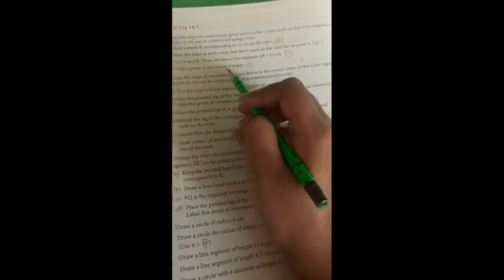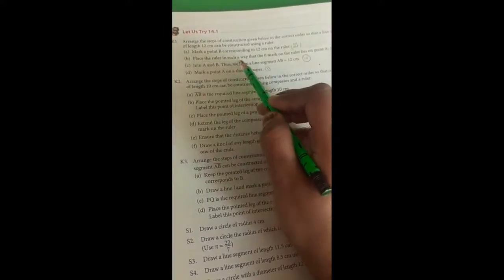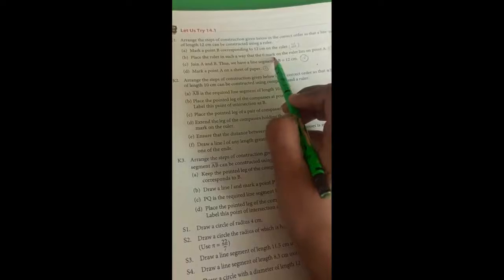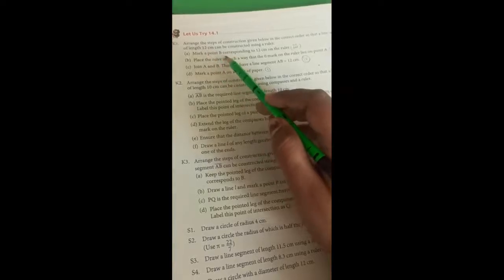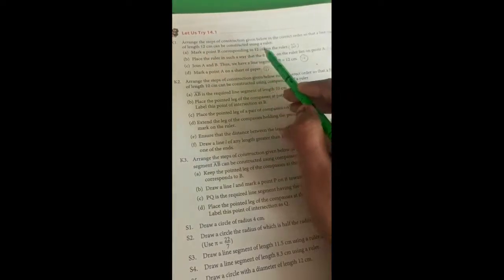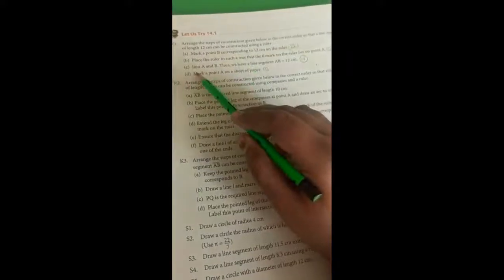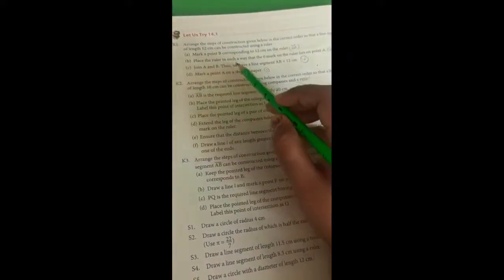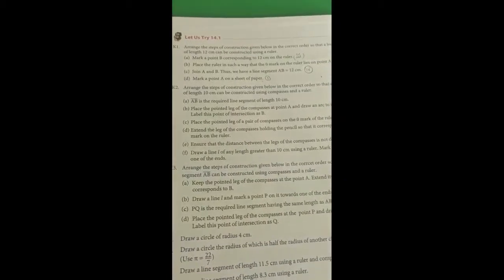So now see the construction. Mark a point A on the sheet of paper. Then place the ruler in such a way that the 0 mark on the ruler lies on point A. Third one, mark a point B corresponding to 12 centimeter on the ruler. And the last point is, join A and B. Thus we have a line segment AB equals to 12 centimeter. Clear?